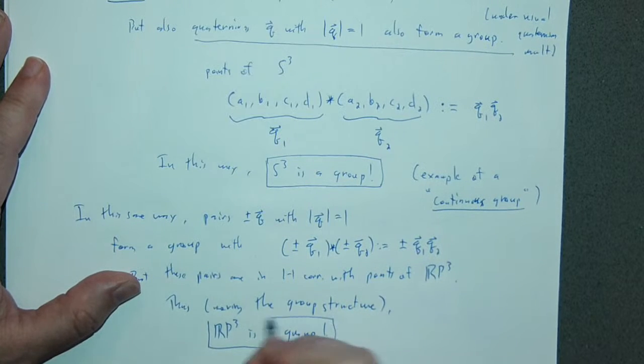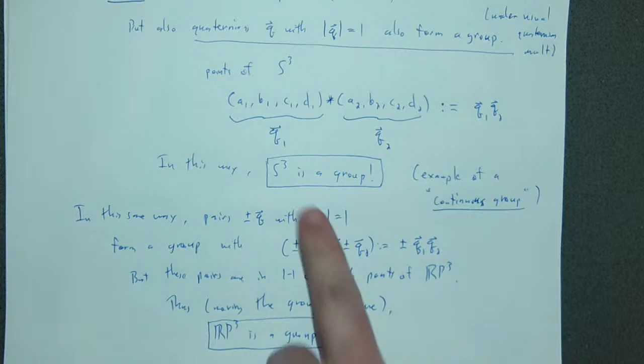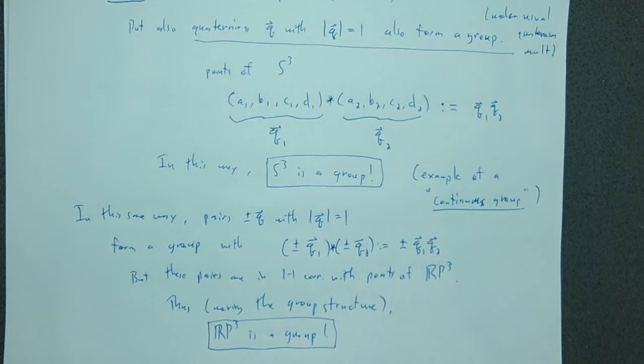Okay. This one might be a little bit more surprising to you than S3, because with S3 you might try to reason with yourself why a multiplication on S3 would make sense. But with RP3, the way that it's defined, in the usual way that we define these projective spaces, it's not at all clear what a product of these things would look like. So this is a group. Okay, in the same way.